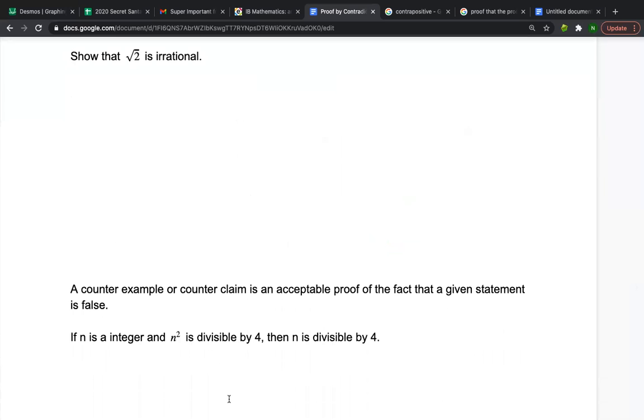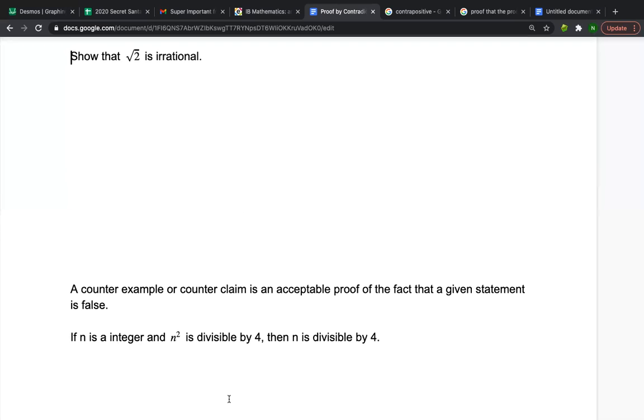Okay, a counterexample or a counterclaim is an acceptable proof of the fact that a given statement is false. Normally a problem will tell you, prove that the following statement is false. So that's what the direction said before this one. It says, prove that the following statement is false. And then it says, if n is an integer and n squared is divisible by 4, then n is divisible by 4.